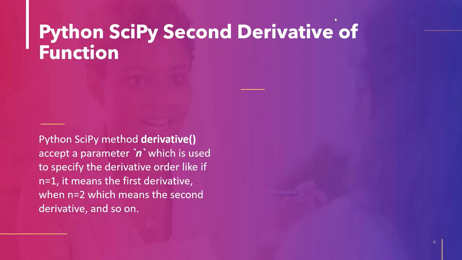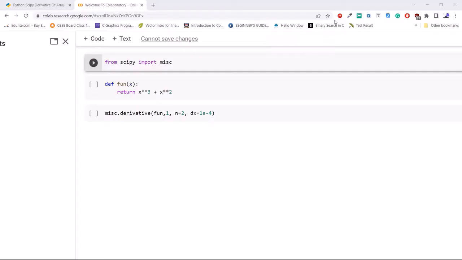The Python SciPy method derivative accepts an argument n that specifies the order of the derivative, such as the first derivative if n equals 1 and the second derivative if n equals 2, and so on. Let's find the second derivative of a function. Import the required libraries. So here we are importing misc from the library SciPy. Execute the code.